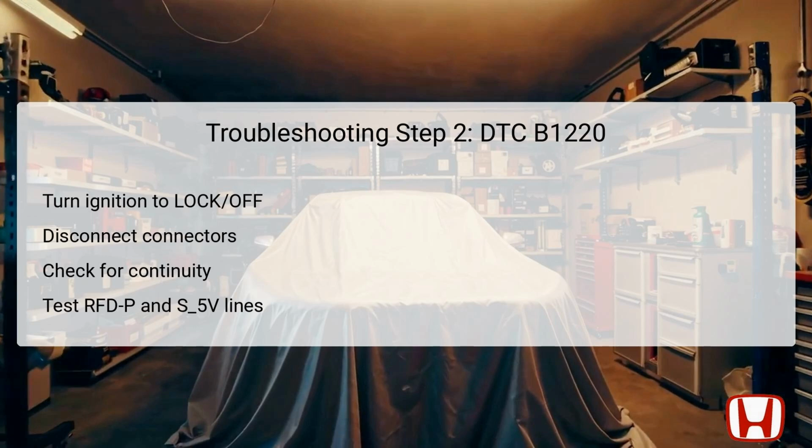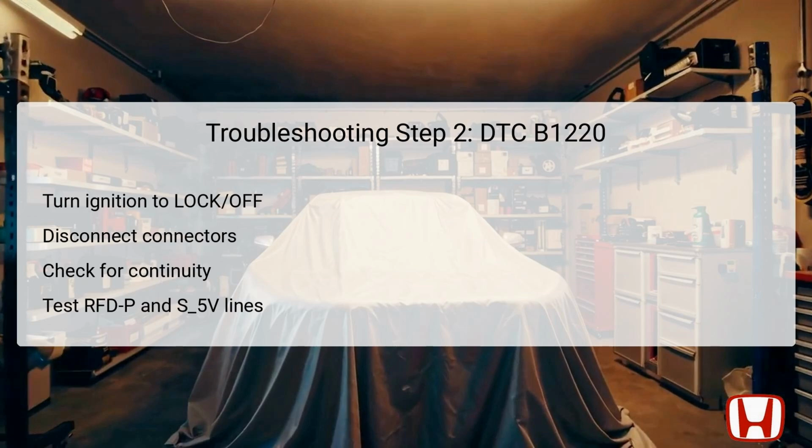Next, disconnect the necessary connectors, the 32P connector from the climate control unit and the 7P connector from the recirculation control motor. This disconnection allows you to isolate the circuit for testing.